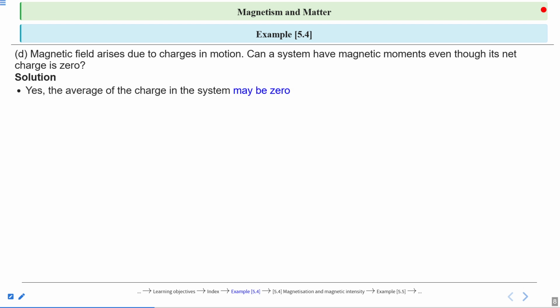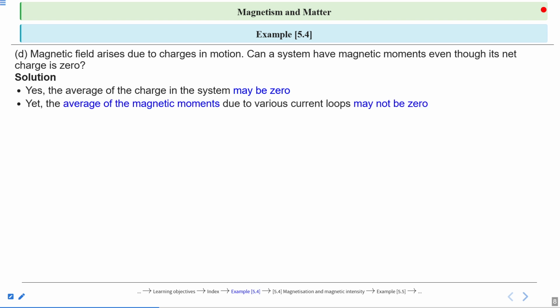Yes, the average of the charge in the system may be 0, yet the average of magnetic moments due to various current loops may not be 0. We can say that the material we are given, the average charge of this substance may be 0. It is not charged or carrying any charge. But there can be intrinsic magnetic moments present inside.